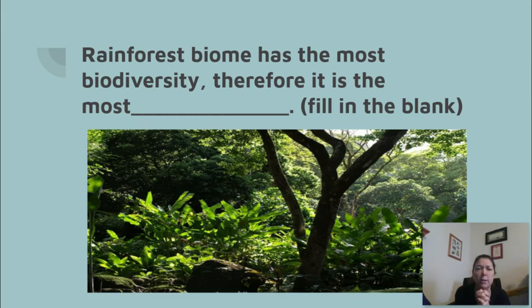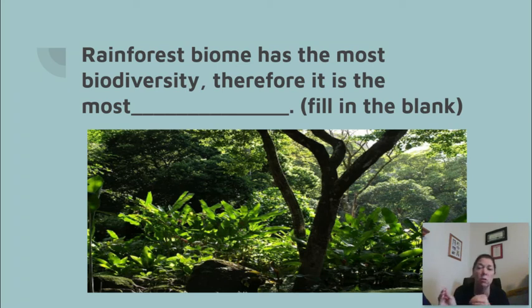But we learned that there was a connection between the biodiversity of an ecosystem and the health of the ecosystem. Last week we learned, okay, you should be able to fill in the blank. Rainforest biome has the most biodiversity, therefore it is the most, and you could put in the word stable, you could put in the word healthy, you could put in the word sustainable, because all 3 of those words are synonyms. That's what sustainable means.